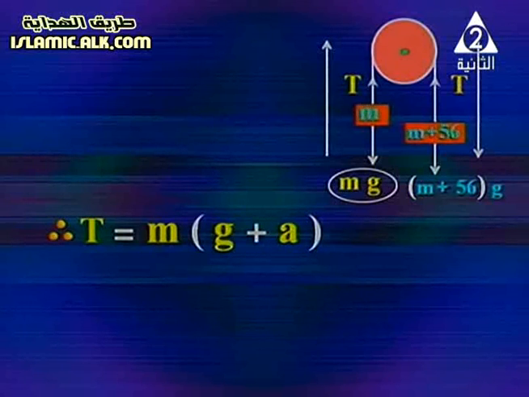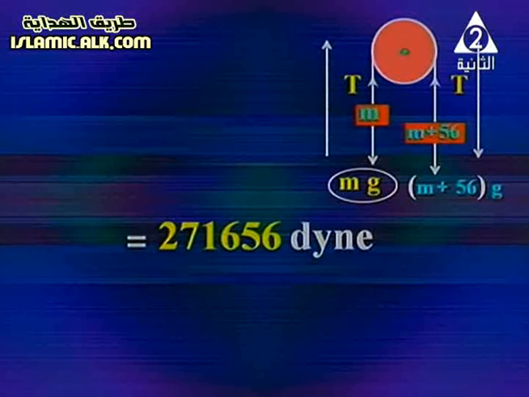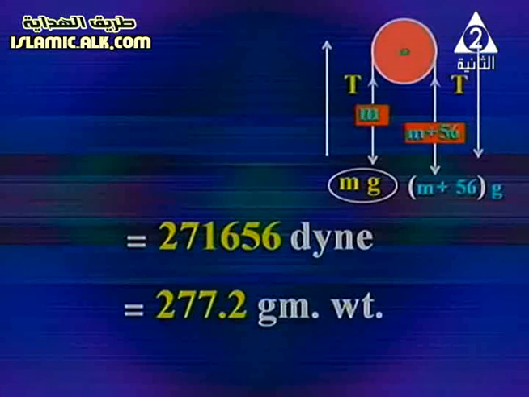Since T equals m times (g plus a), we find the value of T by substitution of m, g and a. Then T equals 271,656, divided by 1000 to convert from dyne to gram weight, which gives 277.2.